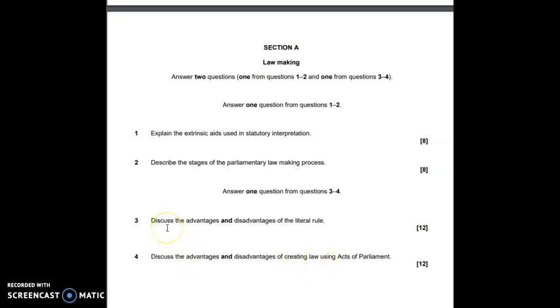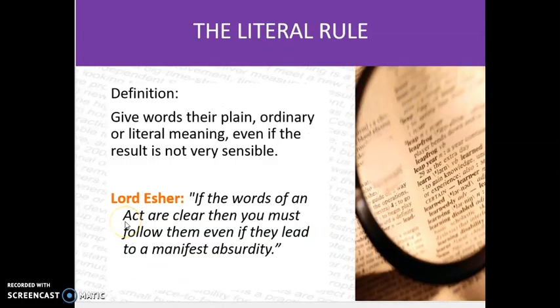But I wanted to zoom in and focus on this one, advantages and disadvantages of the literal rule. So I'm going to switch screens now to a PowerPoint so that I can talk you through the sorts of things you could talk about to get 12 marks on this literal rule question. I've switched over here. Obviously, you're being asked about the advantages and disadvantages of the rule, so that's what you need to focus on. But you should always start by defining whatever it is you're being asked about.